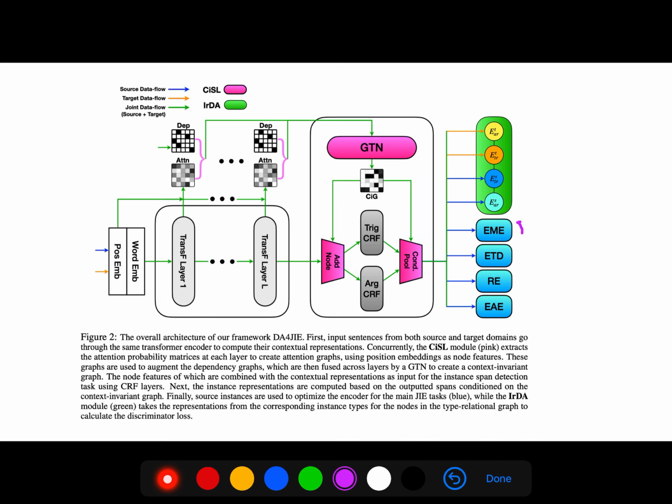So these are the main tasks, and this is the source flow data, target flow data, and joint. So these are source flow targets that go to the source flow. Finally, source instances are used to optimize the encoder.